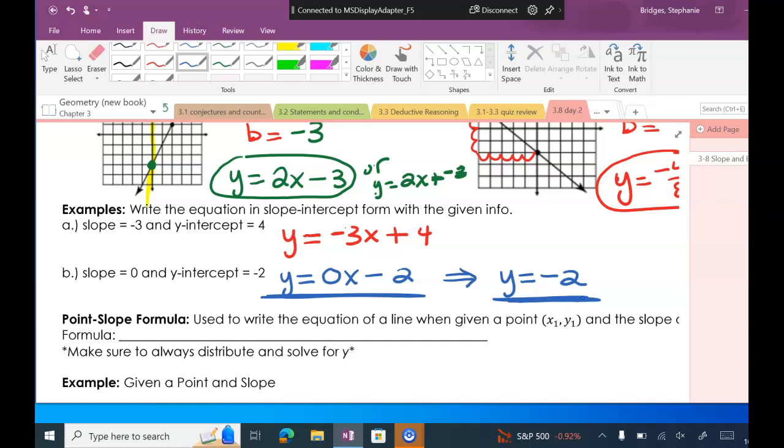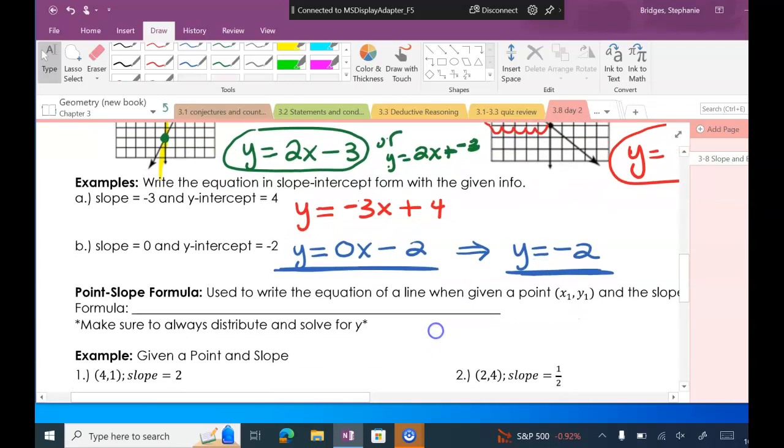So far, so good? All right, now we have another type of equation. Slope-intercept form is used when we are given a slope and a y-intercept, but we can also write equations if I'm just given a point and a slope. But before we do that, right here under the formula, it has that asterisk where it says make sure you always distribute and solve for y. We are not going to do that, so you can just cross that out. You can distribute and solve for y, but I'm not going to make you do that, so I just want you to cross that little asterisk sentence out that's underneath that line.